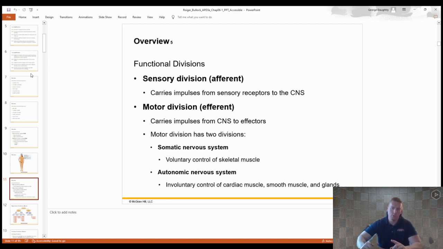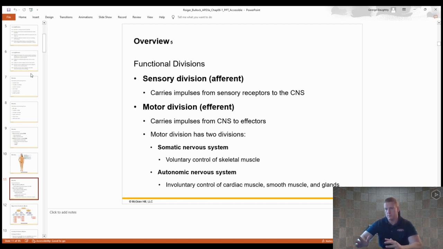And then we have the motor division, which is the effector response or the efferent feedback. Efferent feedback is going away from the brain, and that means it's carrying the response necessary depending on what the initial input is. So simply put, the two main functional divisions are afferent and efferent. Afferent is going toward the central nervous system. Efferent is going away from the central nervous system.